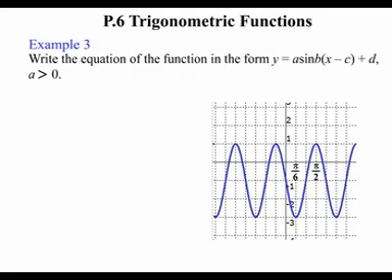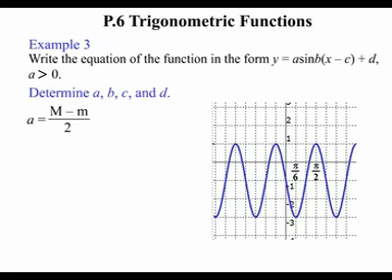Example 3, we're going to write the equation of the function in the form of y equals a sine(b(x - c)) + d, where a is greater than 0. So in other words, we're going to start going up from our beginning point. We just got to figure where that is. Okay, well, what can we figure out from this? Well, we know that a is equal to our maximum minus our minimum divided by 2. Our maximum is 1. The minimum is negative 3, so 1 minus negative 3 is 4, divided by 2 is 2, and we know our a value.